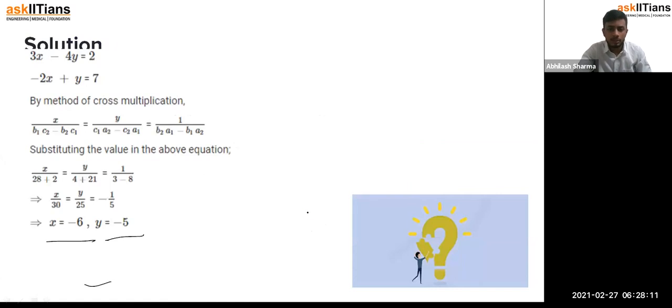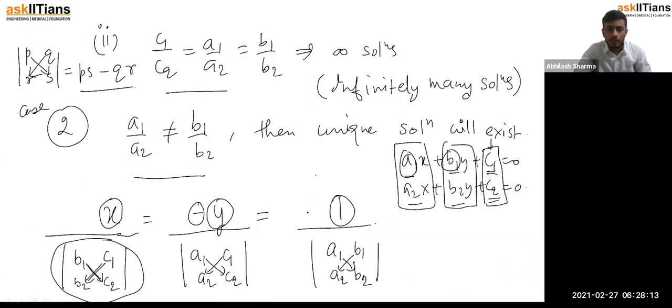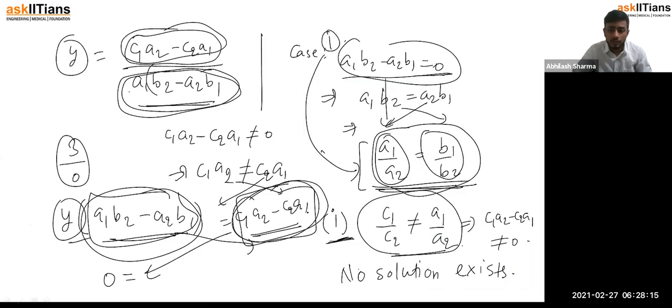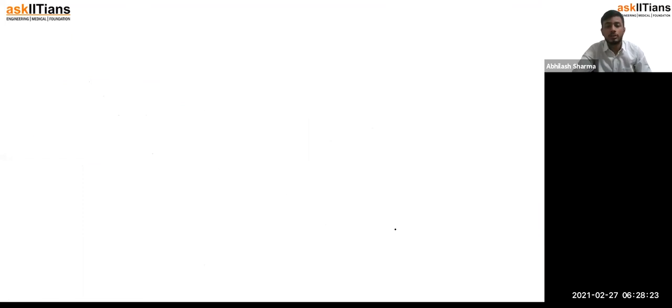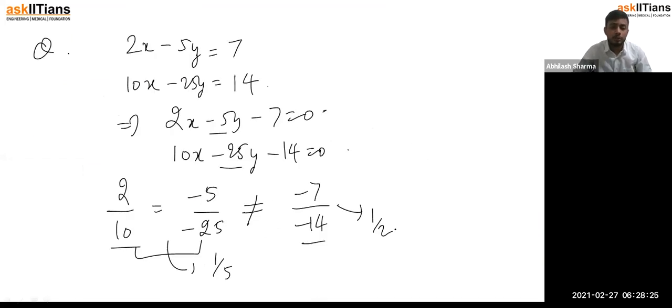Let me just remind you all that in this case, when a1 by a2 was equal to b1 by b2, but it was not equal to c1 by c2, then in that case, what used to happen? No solution exists, right? So that's what we would say here, that in this case, no solution exists. What does it mean? That no matter what x and y you put, both of these equations will never be satisfied simultaneously, okay? So it will have no solution.